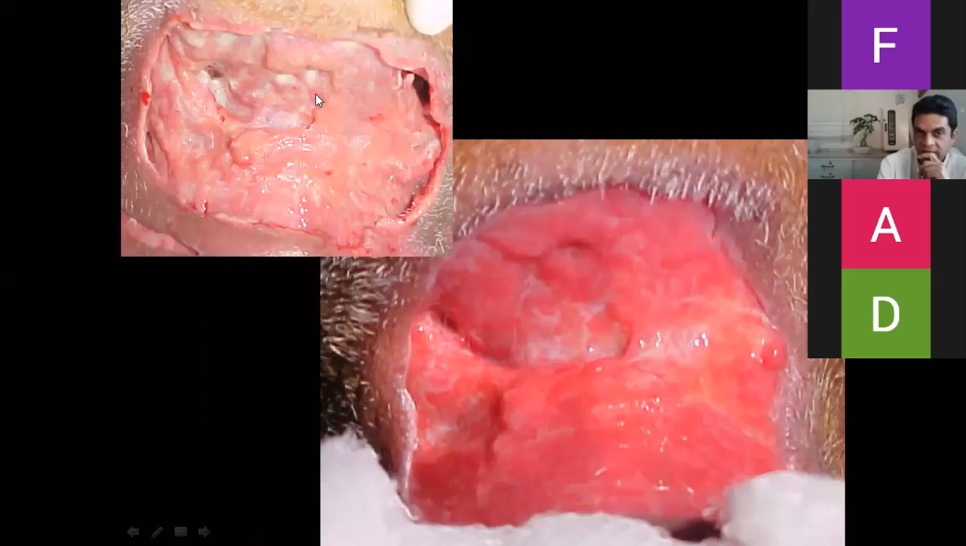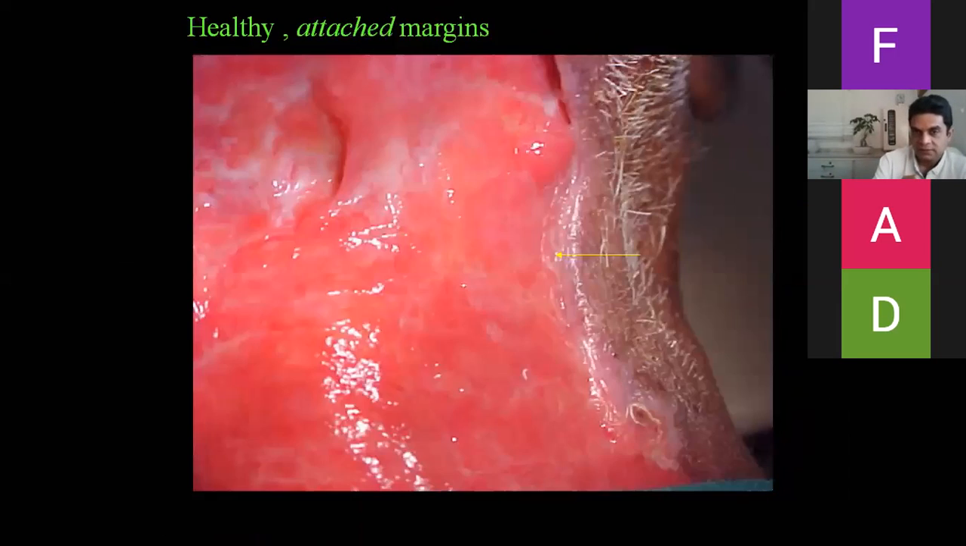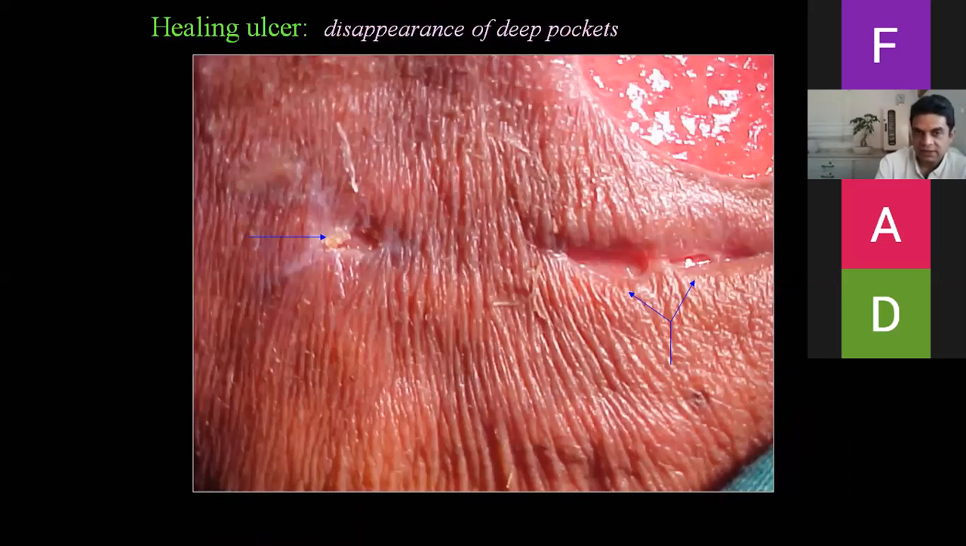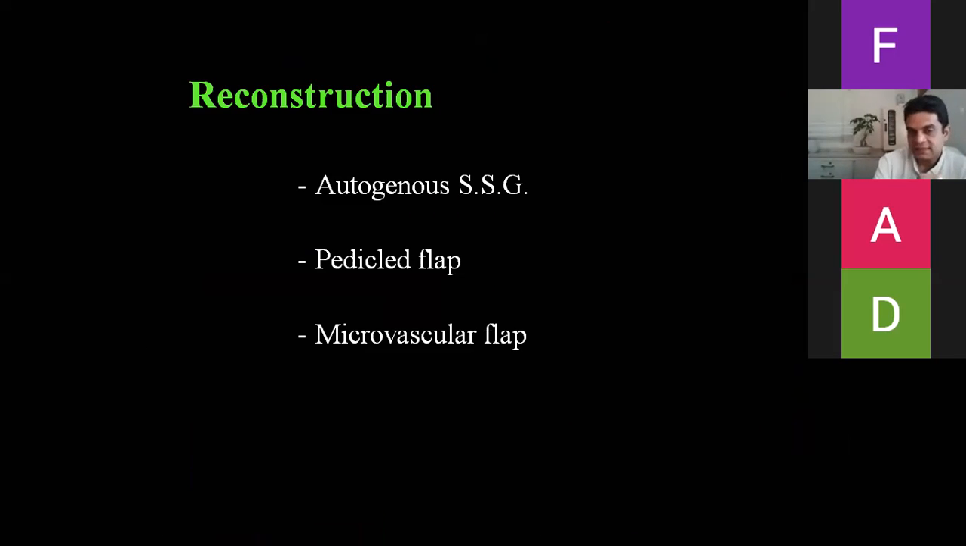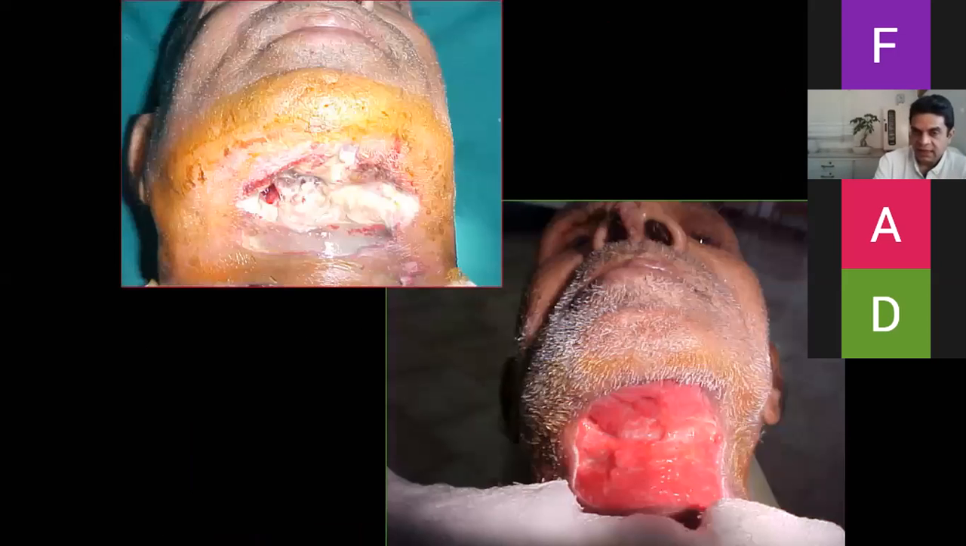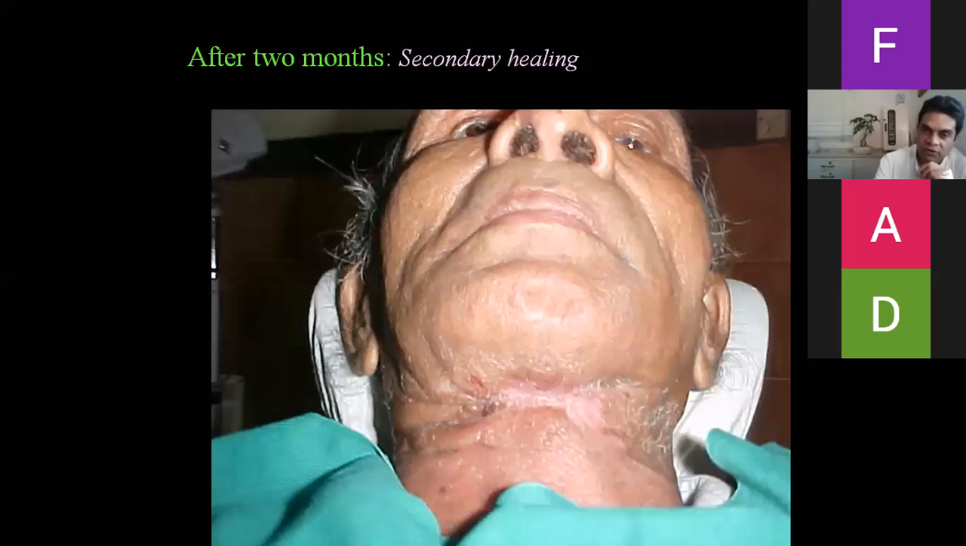This was when unhealthy tissue was there. Now you can see the healthy granulation tissue, and you can see these pockets are healed. The margins are attached, and gradually these ulcers on the skin also start healing. Then, at this stage, you can either put a skin graft or a pedicle flap, or you can leave it for secondary healing also. Mostly secondary healing is sufficient to manage these types of cases.